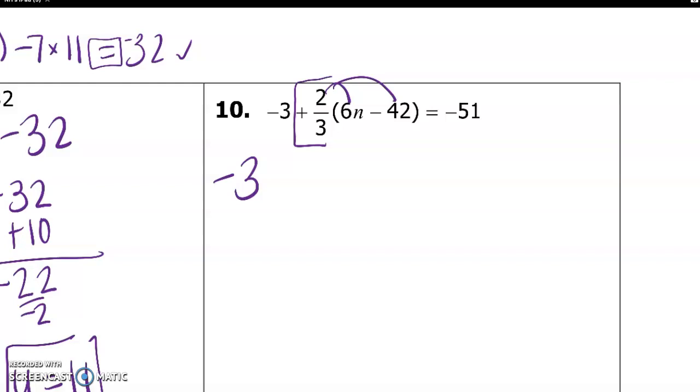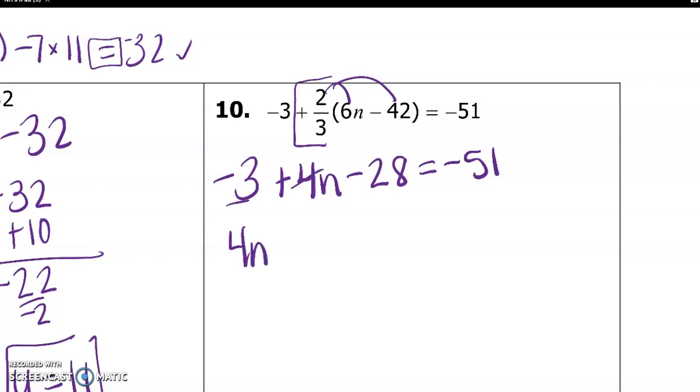So 2/3 times 6n would give me positive 4n, so plus 4n. 2/3 and negative 42 gives me negative 28, so minus 28 equals negative 51. So if there's a plus or minus in front of your number that you're distributing, you still have to distribute the number first. You don't add first. I'm going to bring the 4n down because it's by itself. Negative 3 minus 28 would give us negative 31. So 4n minus 31 equals negative 51.